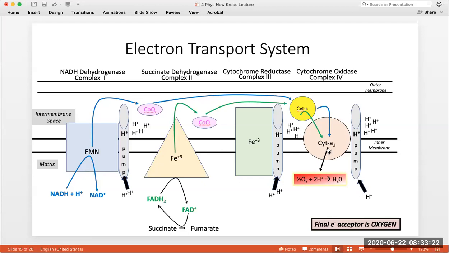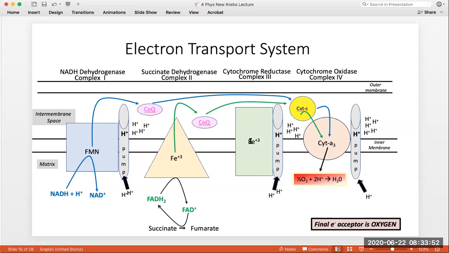Oxygen combines with the hydrogen ions to form water. So you have two electron shuttles in the electron transport system, coenzyme Q and cytochrome C. Both of these are going to move between these complexes and transfer the electrons to the next complex. So electrons that are donated by NADH plus H plus go to FMN of complex 1 to coenzyme Q. This then shuttles them to complex 3.